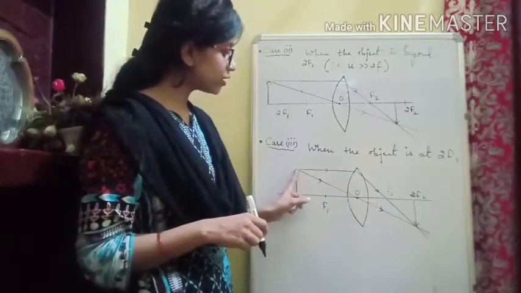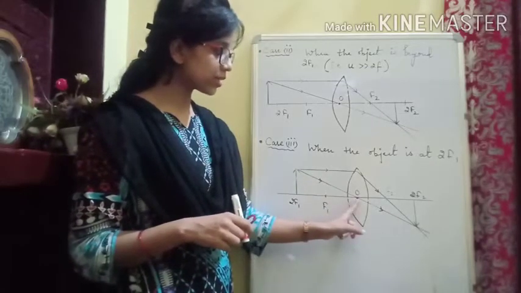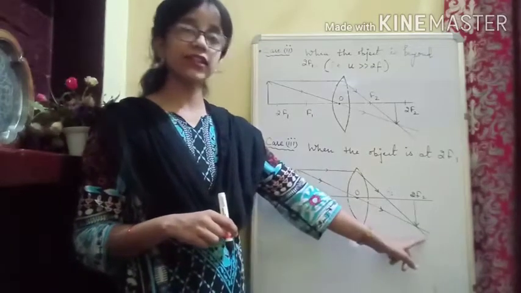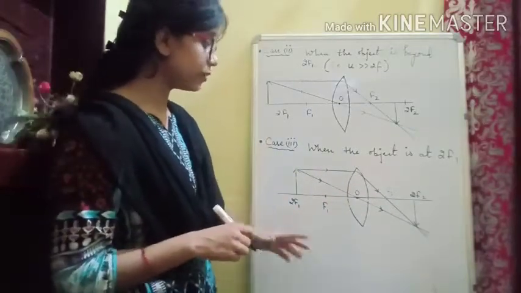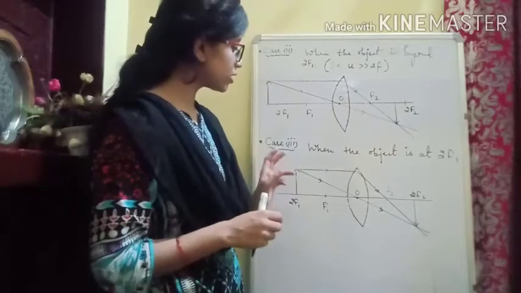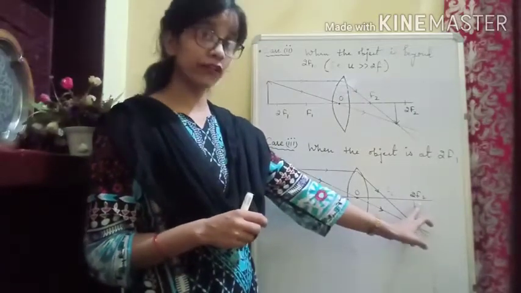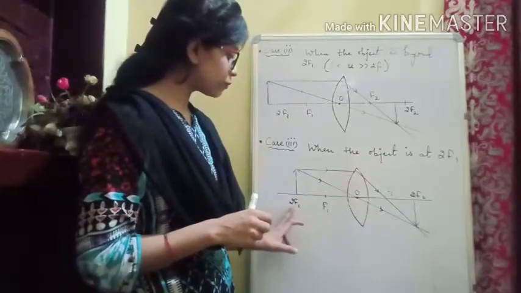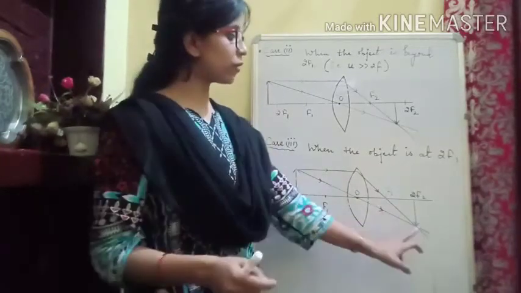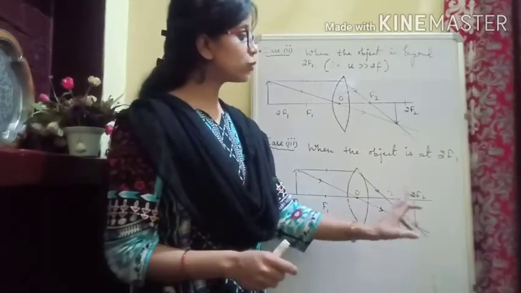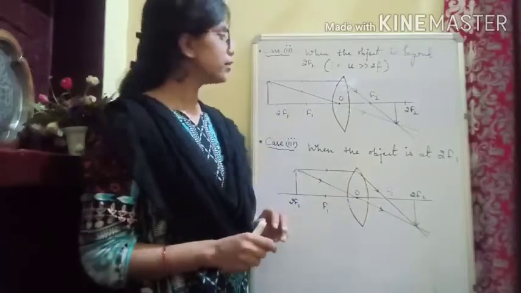Now if we take another ray coming from the object and incident on the optical center, it will go undeviated, and where the two rays are intersecting each other, there we will get the image. The characteristic of the image is that it is formed exactly at the position 2F2. That is, the object was placed at the position 2F1 and the image is formed at the position 2F2. It will be real, of course, it will be inverted, and it will be highly diminished.